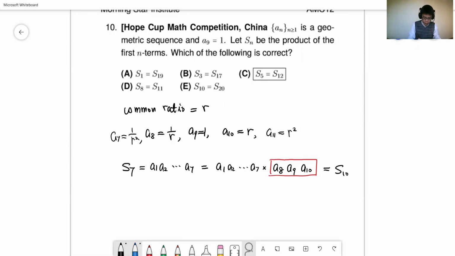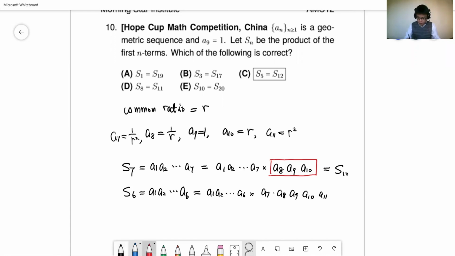So from here, we have S6 equals A1, A2 up to A6. This equals A1 through A6 times the additional 5 terms from A7 to A11. These later 5 terms have a product equal to 1. So S6 actually equals S11. Now we don't have such a choice in the problem. So let's do one more term.